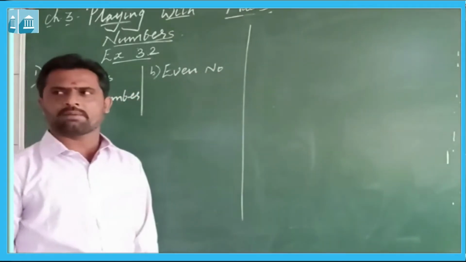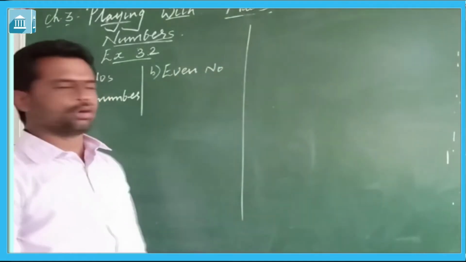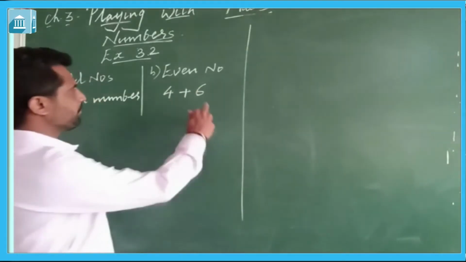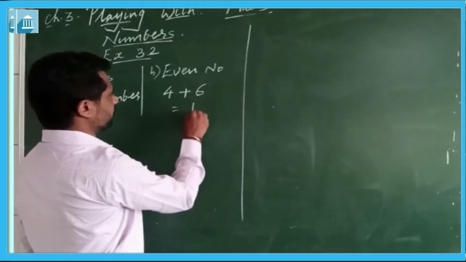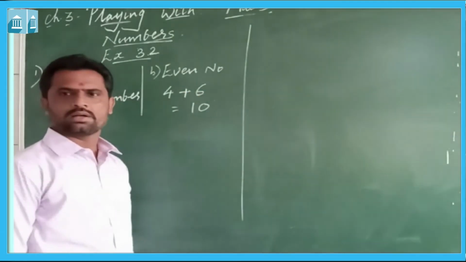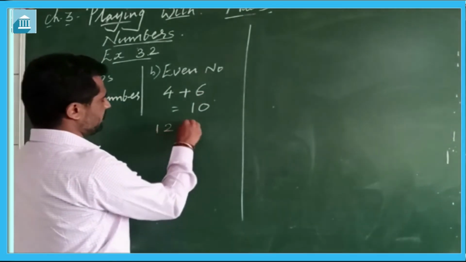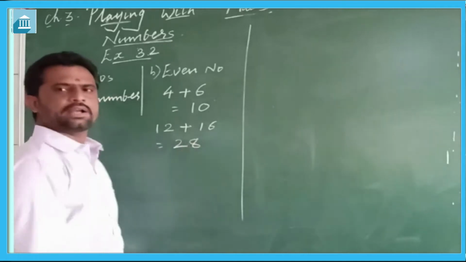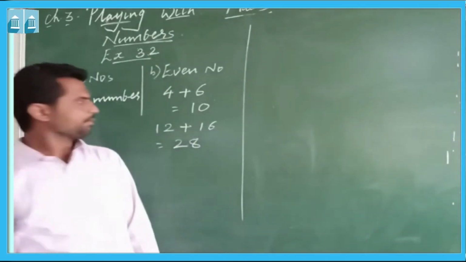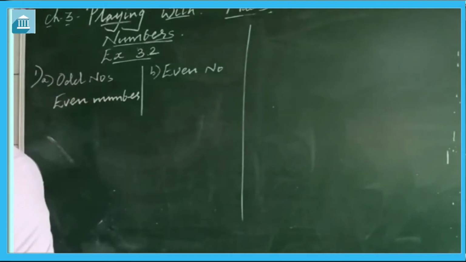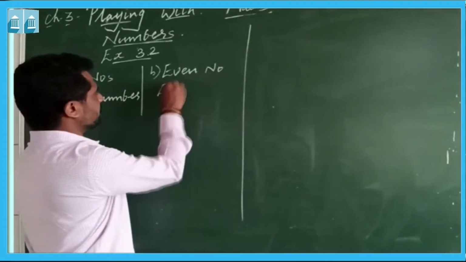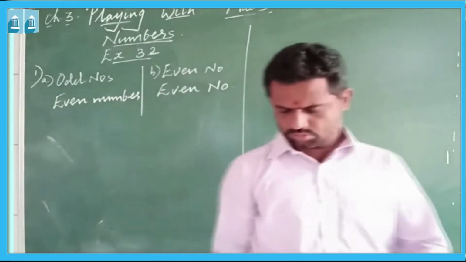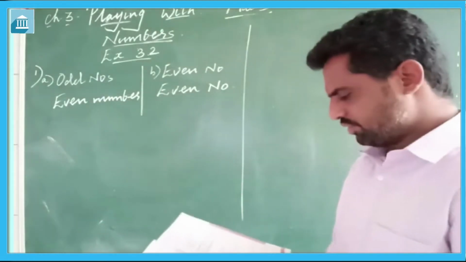Now 2 even numbers. What will be the sum of 2 even numbers? Let us see 4 plus 6. Here 4 is an even number, 6 is an even number. So 4 plus 6 is equal to 10, which is an even number. The same way 12 plus 16 is 28, again an even number. So the sum of 2 even numbers is an even number. Now, question number 2 is true or false, which you can do yourself.